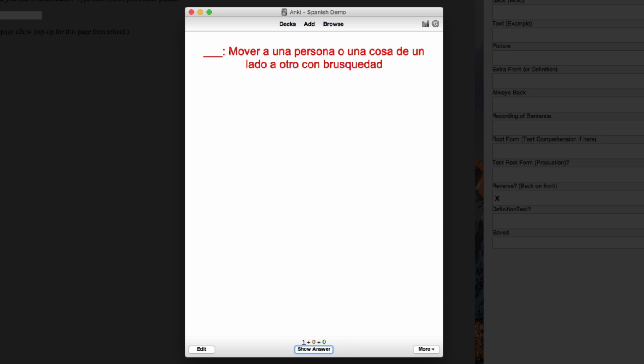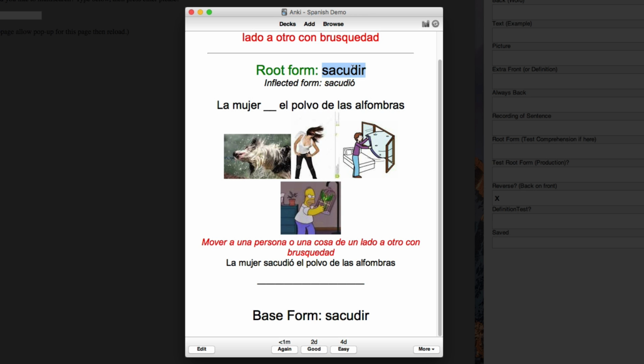And our last thing is a definition card. If I want to connect this definition, "mover a una persona o una cosa," moving a person or a thing, "de un lado a otro," from one side to another, "con brusquedad," with brusqueness. If I want to connect that whole concept with sacudir, with to shake, this card helps me do that and helps me keep this definition in my memory instead of just something that's on a flashcard somewhere that I can skip over. I can't skip over this. I have to actually comprehend what this means in order to get the answer right. And so here I have the answer is sacudir.